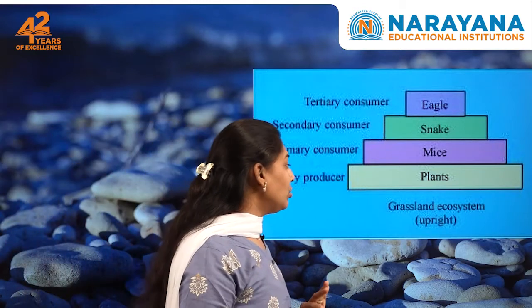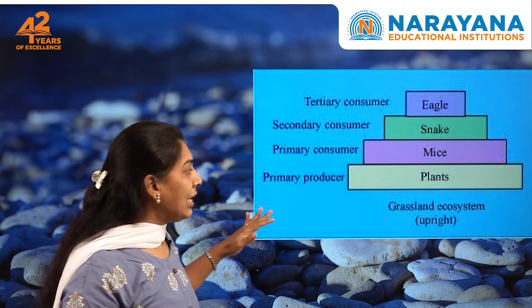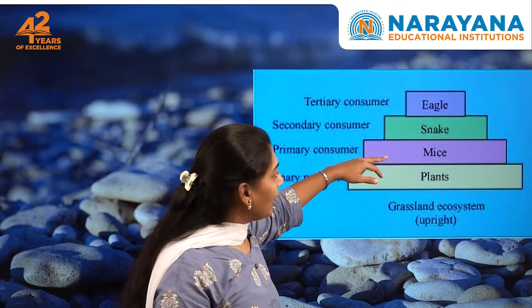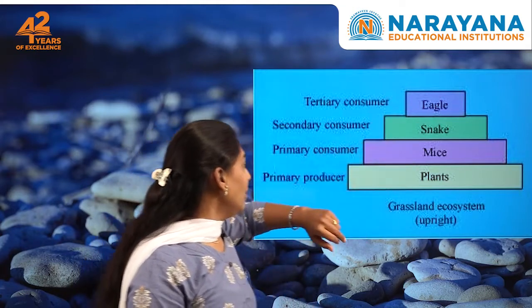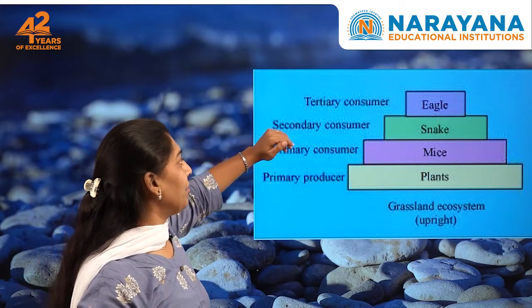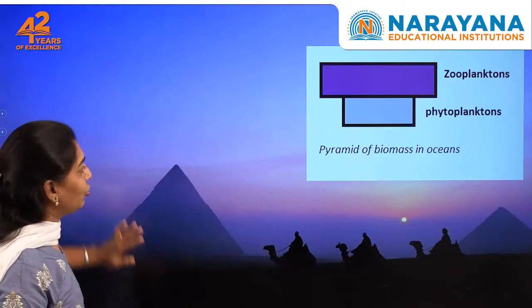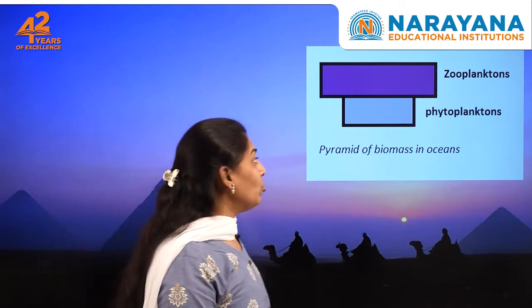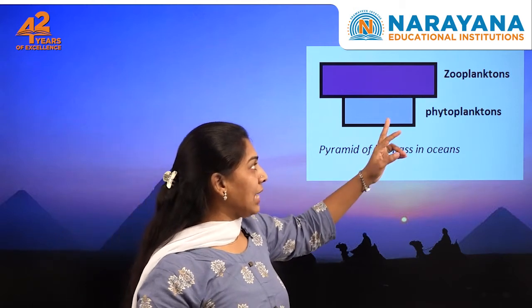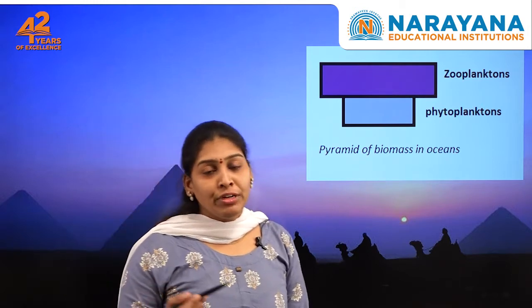Now the grassland ecosystem, upright condition. In the grassland ecosystem, at the producers level, depending upon it are mice, then snake and eagle. So producers, primary consumers, secondary consumers and tertiary consumers. Usually it will be in an upright condition. The pyramid of biomass in the oceans does not look like a pyramid: phytoplanktons are very few compared with the zooplanktons.